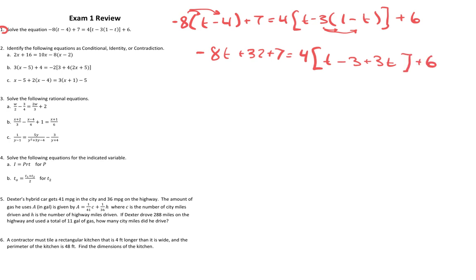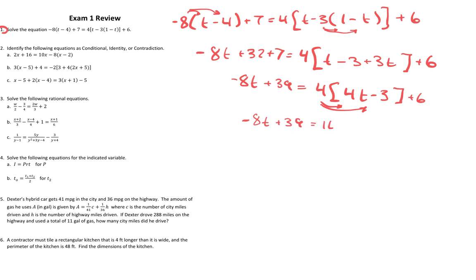So we can go ahead and combine a couple like terms on this side. So we have negative 8t plus 39 equals 4. And then we combine our t's inside of here, and we get 4t minus 3 plus 6. So now we can distribute this 4 to both our terms. So we have negative 8t plus 39 equals 16t minus 12 plus 6. Then combine like terms, 16t minus 6. So now we want to get all our t's to the same side. So if we add 8t to both sides, and then we can also add 6 to both sides.